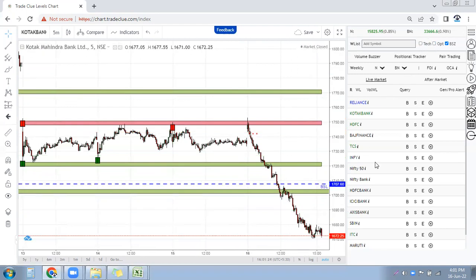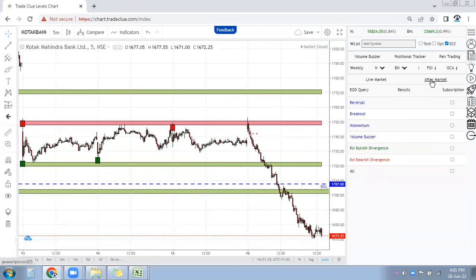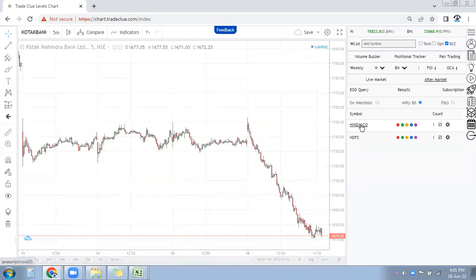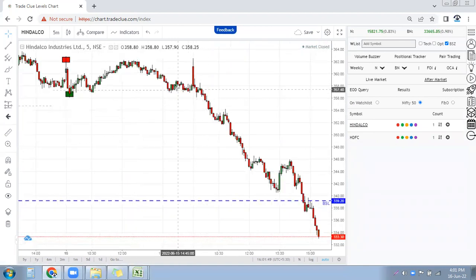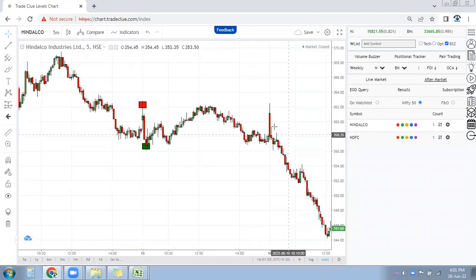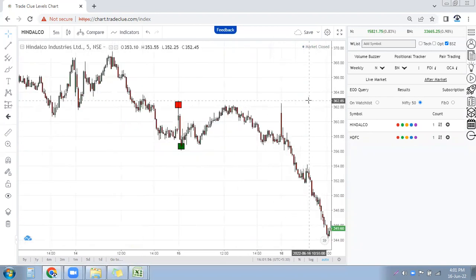Now let's go to the right hand side, which is the dashboard available over here. In this, we basically have live market and aftermarket. Once we go to aftermarket, you can use the aftermarket strategies to tell you which stocks to focus on. For example, RSI bullish divergence, which stocks you should look for buy. So for today, stocks like Hindalco and HDFC should be looked at for buy. Obviously, today there has been a huge sell, but the selling has come from the word go, so there has not been any kind of reversal happening over here.